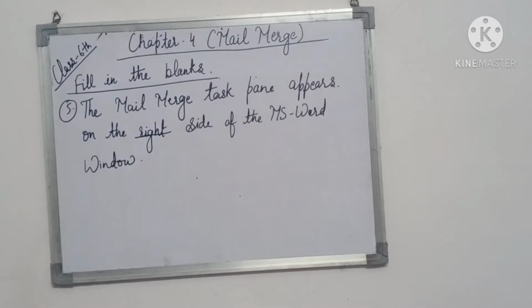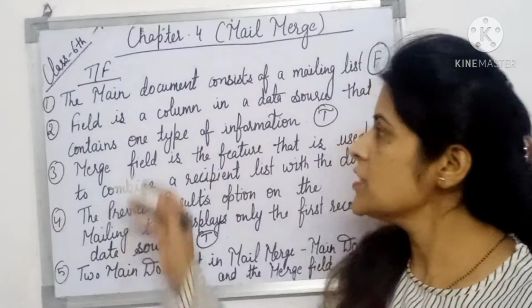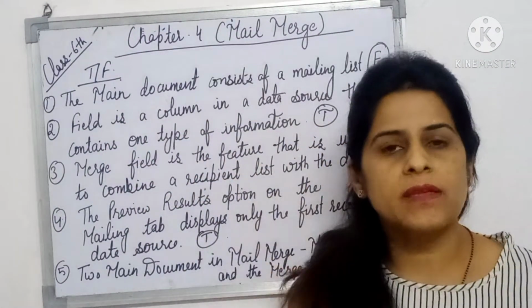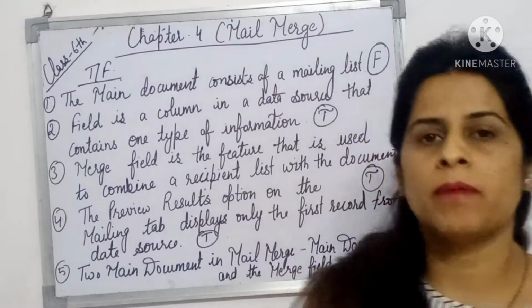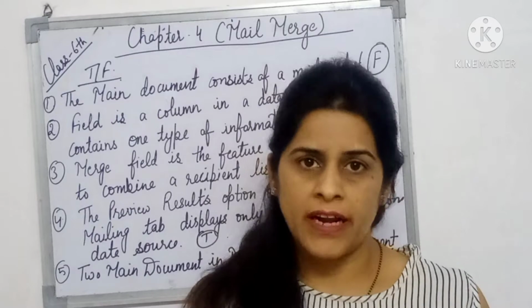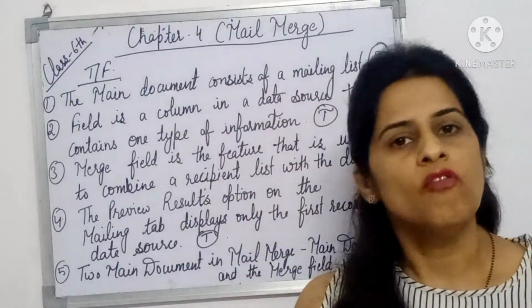Now move to true and false. Let's move to the true and false. First true and false is: the main document consists of a mailing list. Now, what is the main document? It is the one in which we just type the main matter, the invitation lines, that is known as the main document. It is not a mailing list, so it is false.